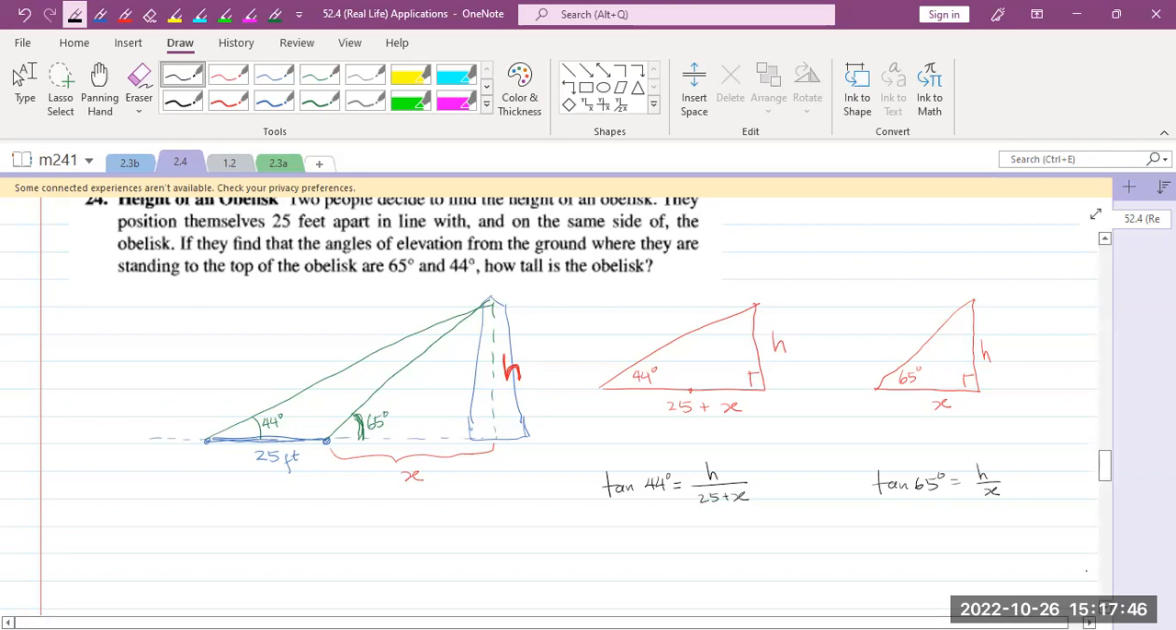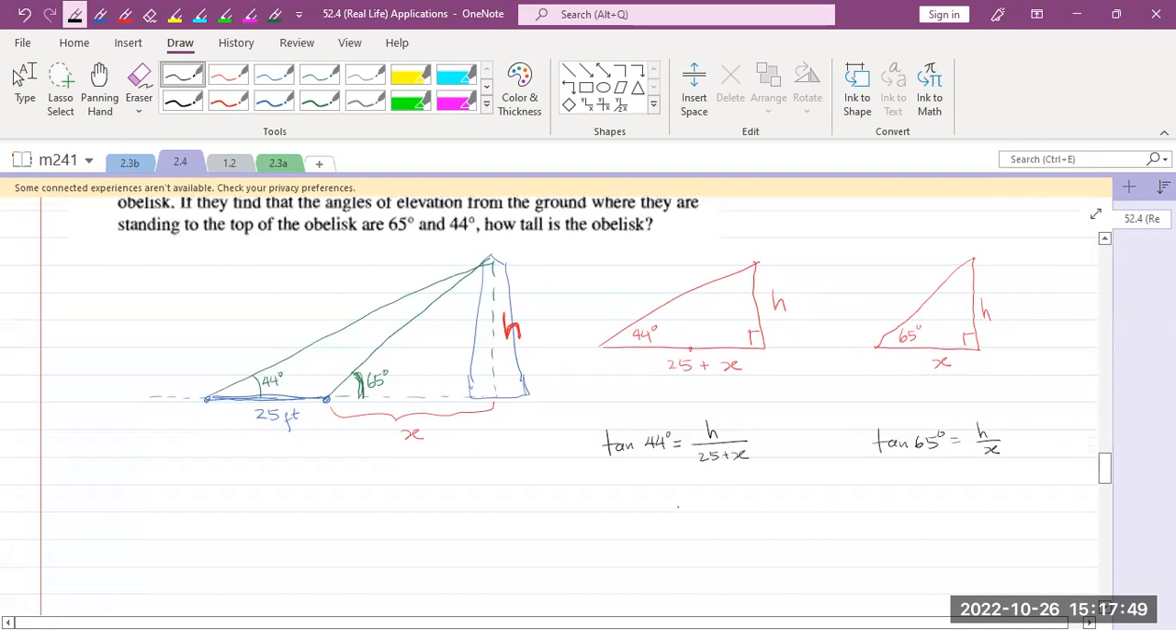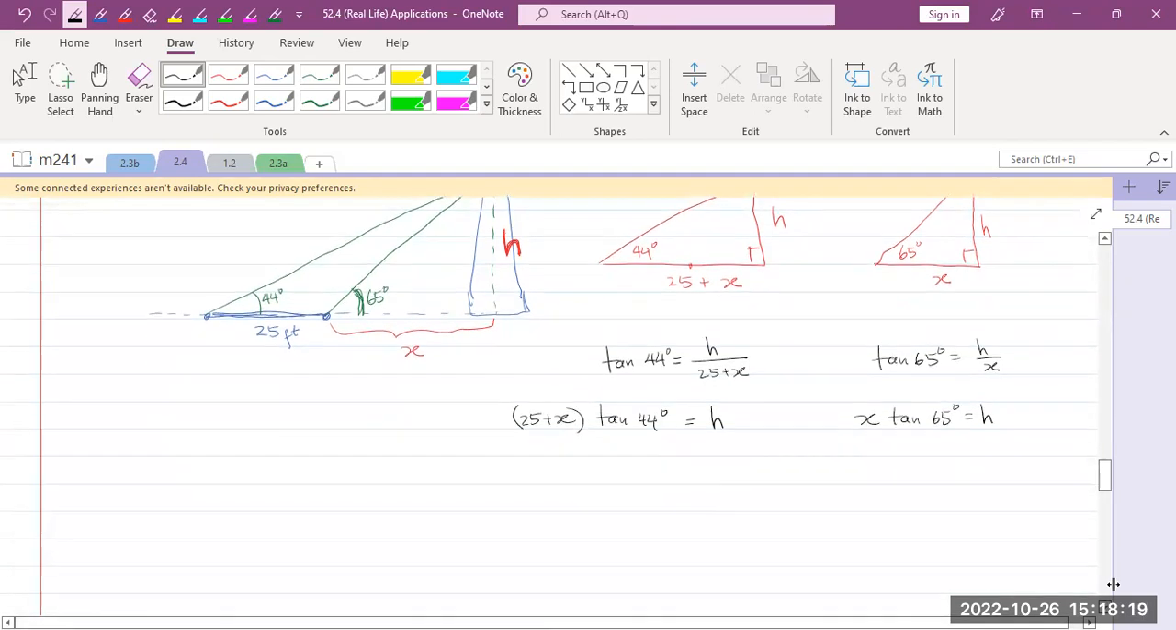Okay, now then, to solve this, I solve for h for each of them. So I have 25 plus x times tangent 44 degrees equals h, and x times tangent 65 degrees equals h. Now, notice that both of them equal h, right? So I can equate them together.